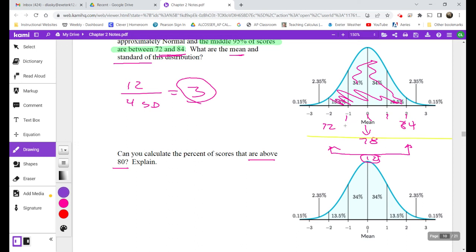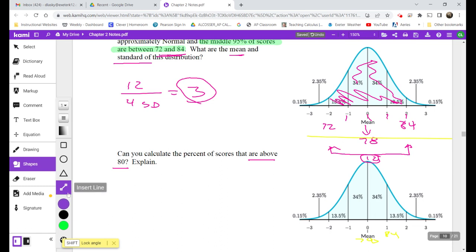All right. So if I look at 78 right here, I'm going to write 78 right here. And I'm not going to change colors because I'm scared it's going to freak out, guys. And this is 84, right? They want to know the percentage above 80.